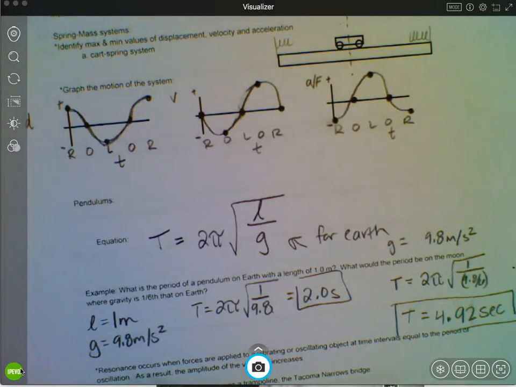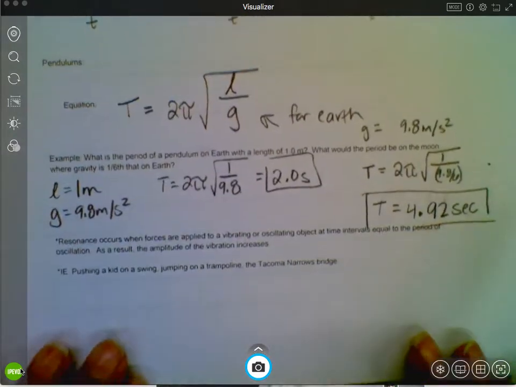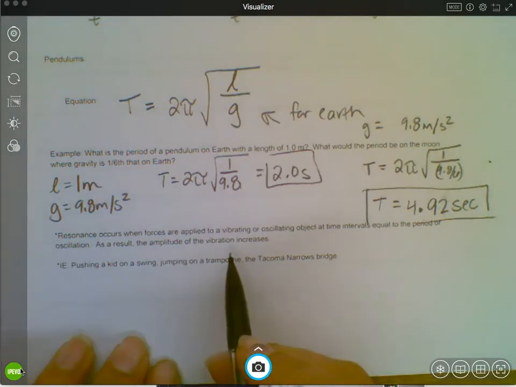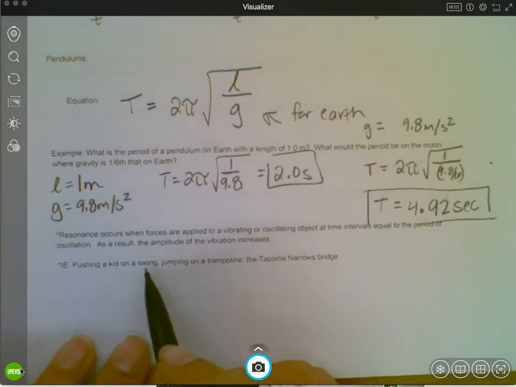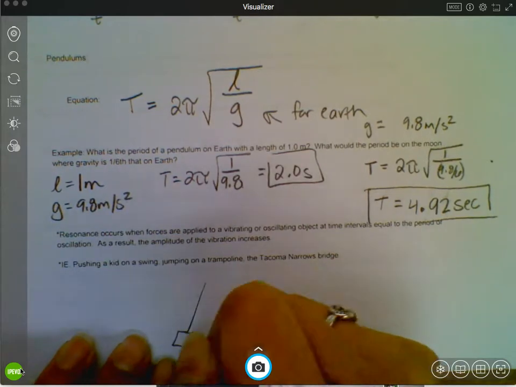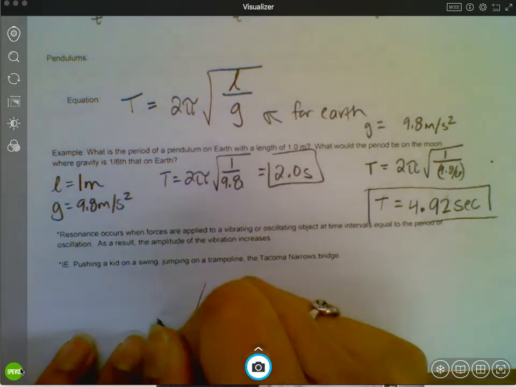All right. Resonance. There's a lot of vocabulary in this section. Resonance occurs when forces are applied to a vibrating or oscillating object at time intervals equal to the period of oscillation. As a result, the amplitude of the vibration increases. We're going to talk about some examples, but resonance is like when you're pushing a kid on a swing, right? And it's going back and forth.